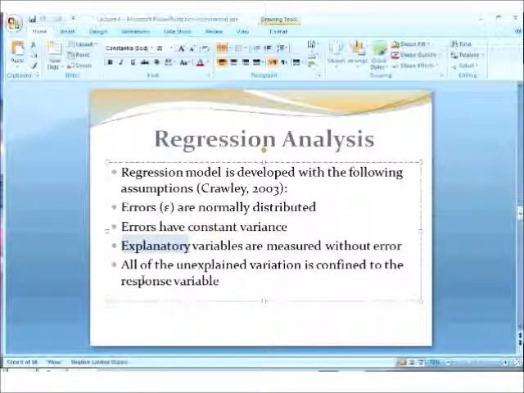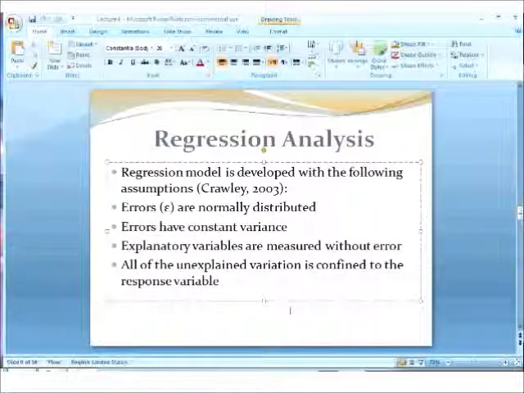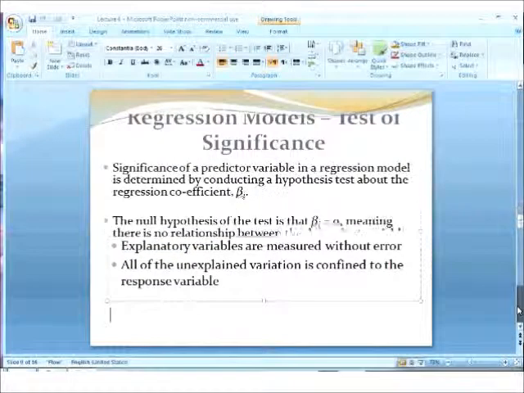And then all of the unexplained variation is confined to the response variable, which means anything which is not being explained by our model, anything which is not being explained by our independent variables, is confined to the dependent variable. We have collected a set of our best independent variables that explain the variation in our dependent variable, and whatever is left is just confined to it. So these are the different assumptions that we have while developing a regression model.